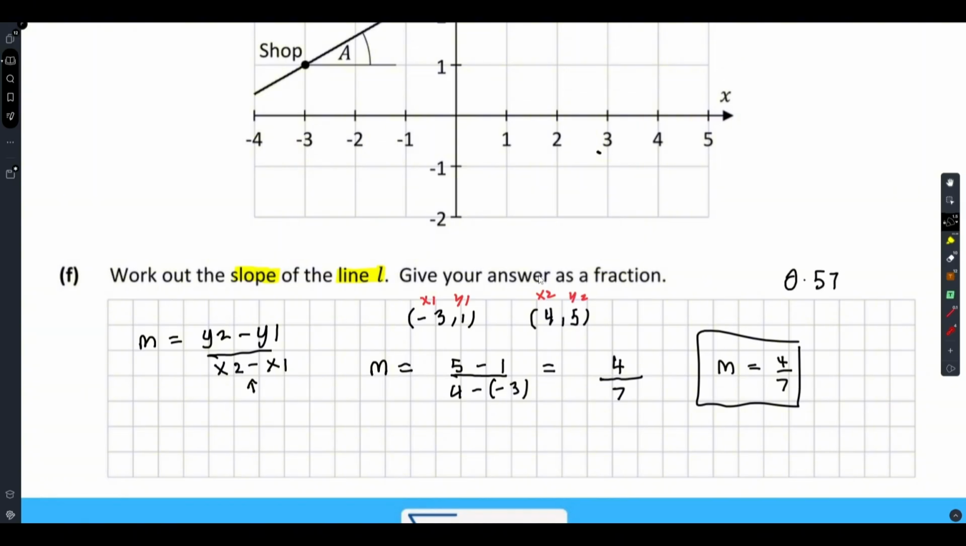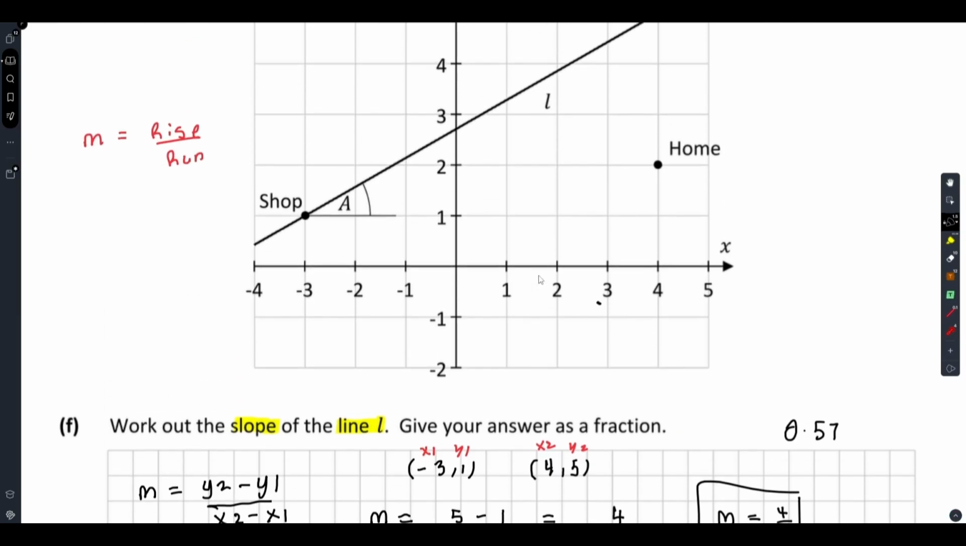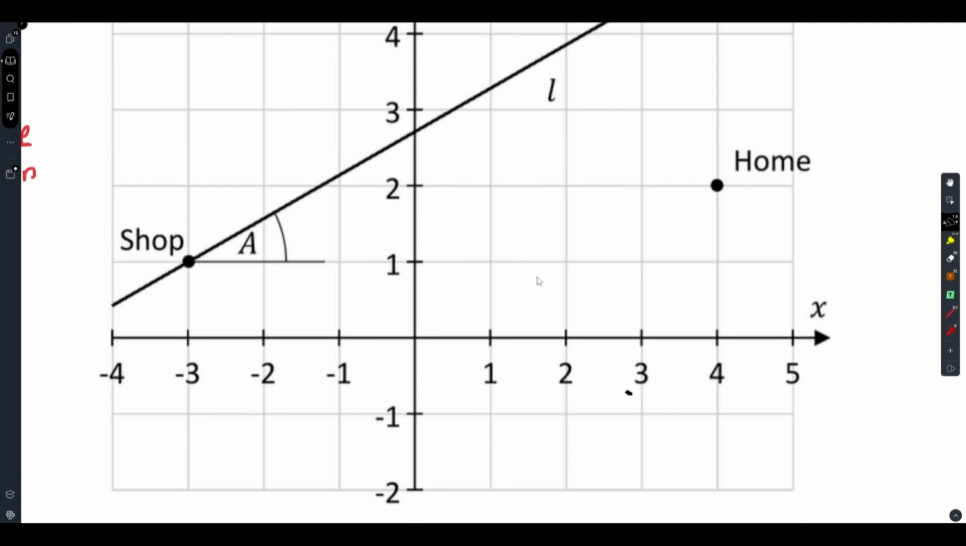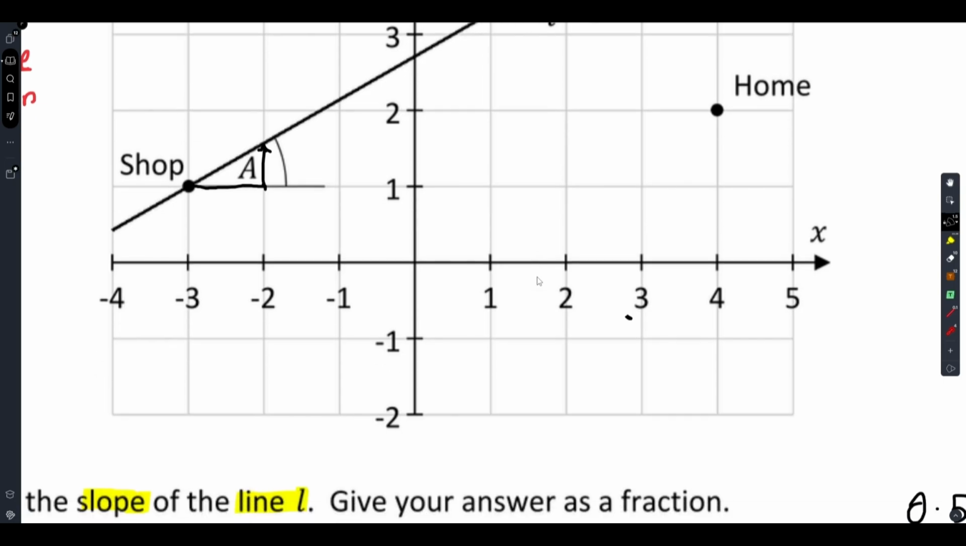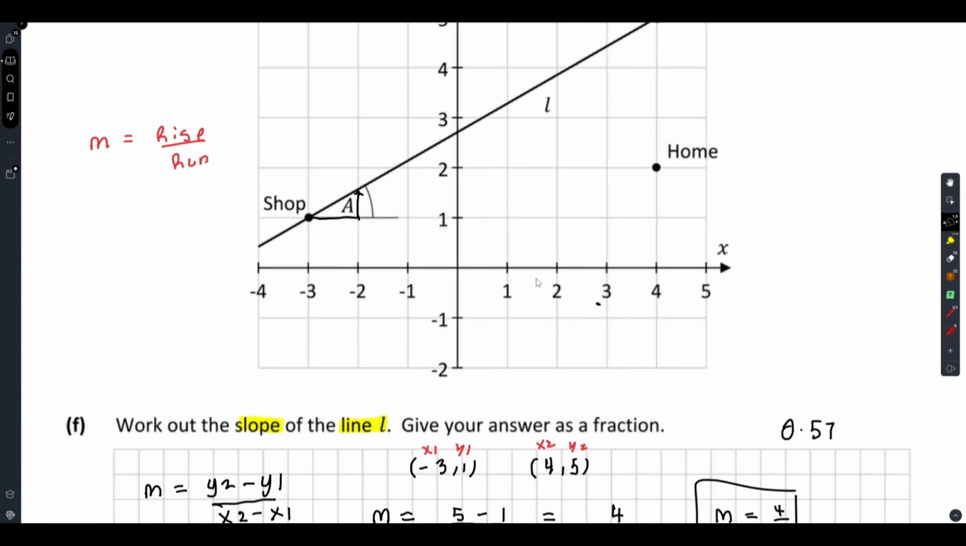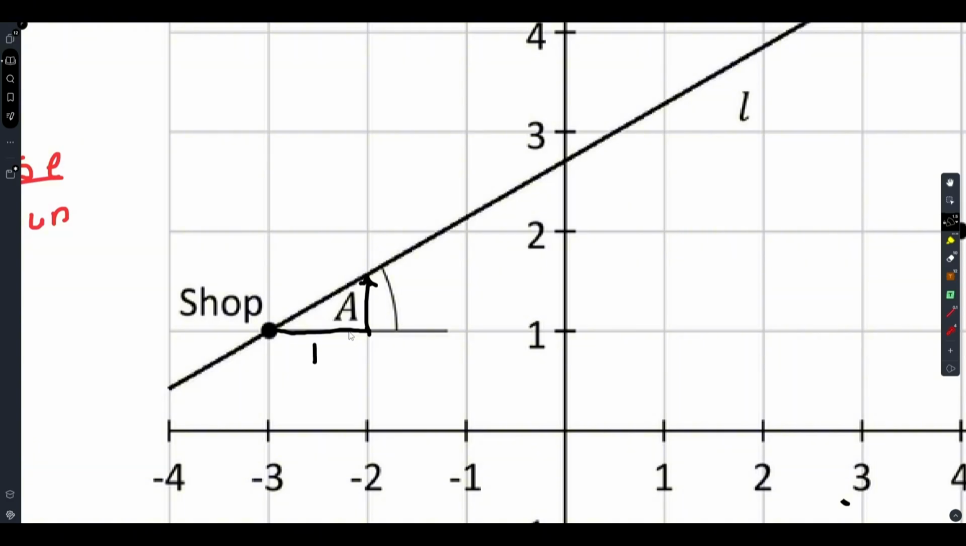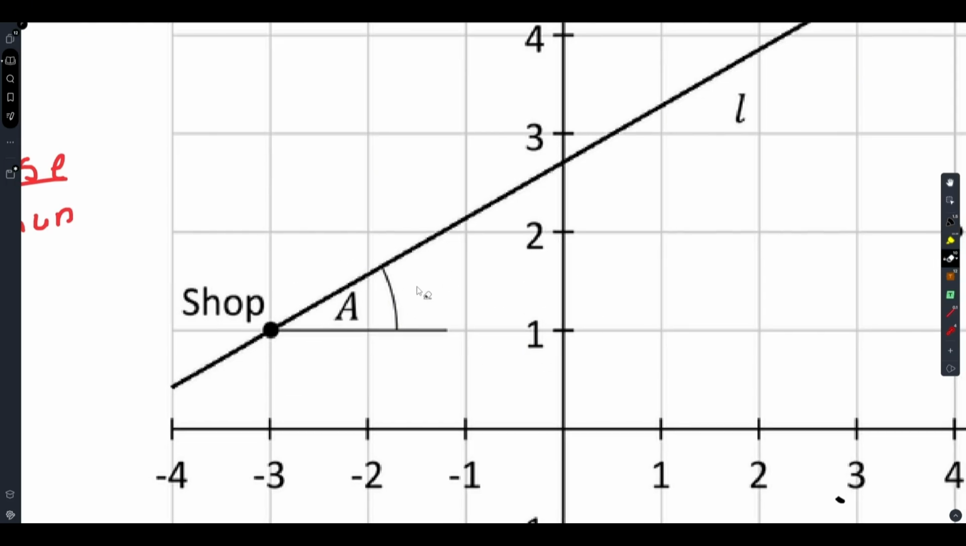So it's roughly 0.57. So we know that the slope, what that means is every time I go across 1 in terms of the x, I am going to be going up 0.57 of a unit. So when I went from -3 to -2, so one change, or 1 unit in the x direction, I went from being vertically up 1 to 1.57 roughly. That's how it works. So we have a slope of 4 over 7.